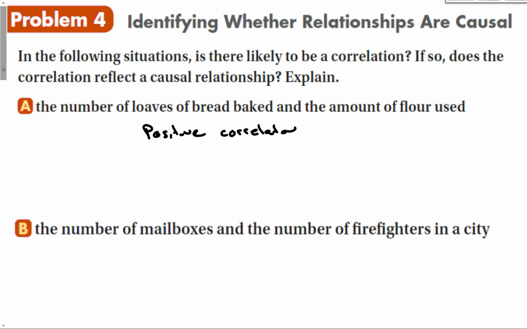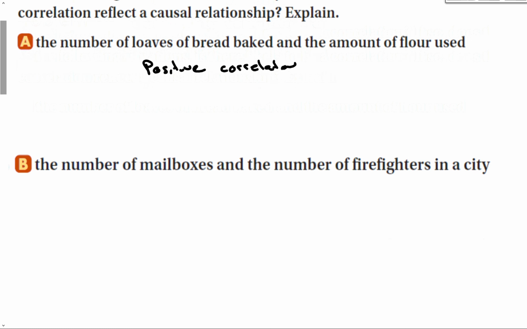However, for B, the number of mailboxes and the number of firefighters in the city. Well, this is probably also going to have positive correlation, because as the city gets bigger and needs more mailboxes, they're also going to need more firefighters, right? So, smaller cities, not as many mailboxes, not as many firefighters.